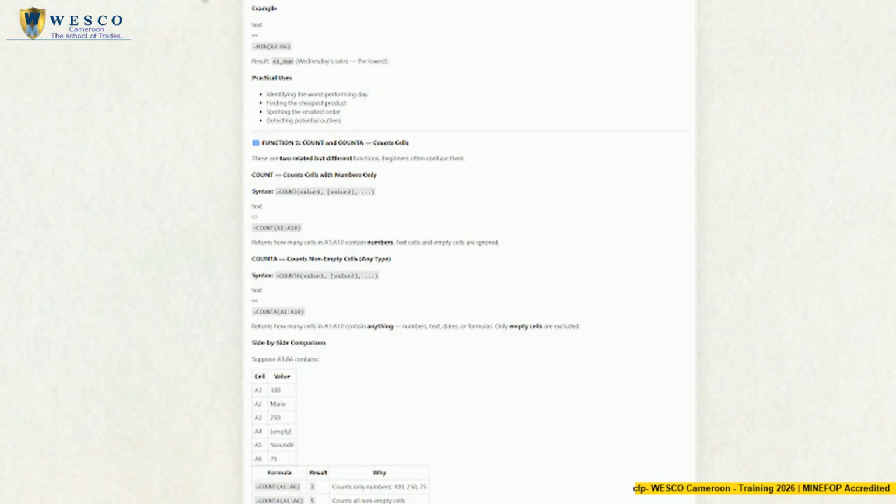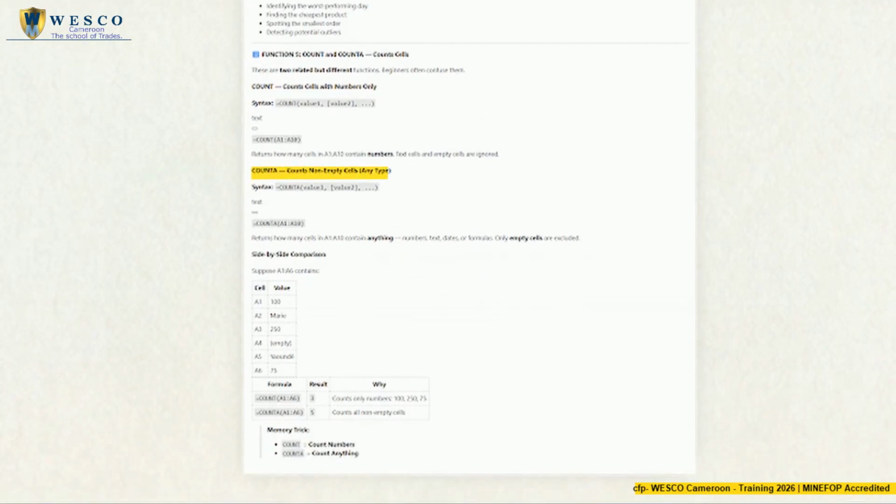Our final tools are about taking attendance. The count function tallies cells containing data, but warning, it only counts numbers. To count text, like out of stock, use Count-A. It counts absolutely anything, making it perfect for checking the total size of an inventory list.